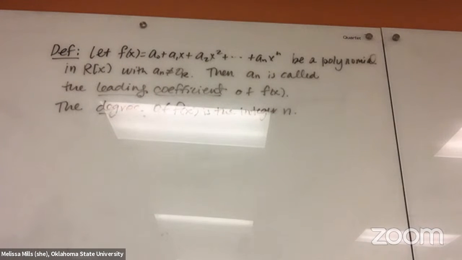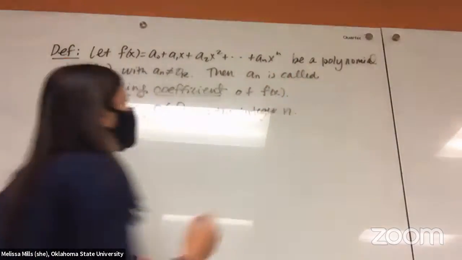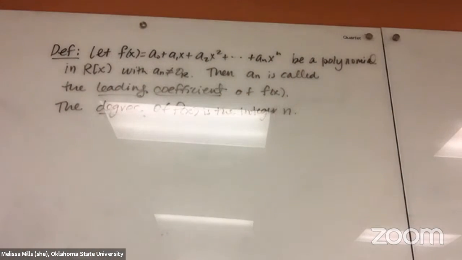Then a_n is called the leading coefficient. So it's the coefficient for the highest power of x. Sorry, that's an x. And then the degree is the integer n, which is the highest power of x. Okay. All right. So here are some computations.